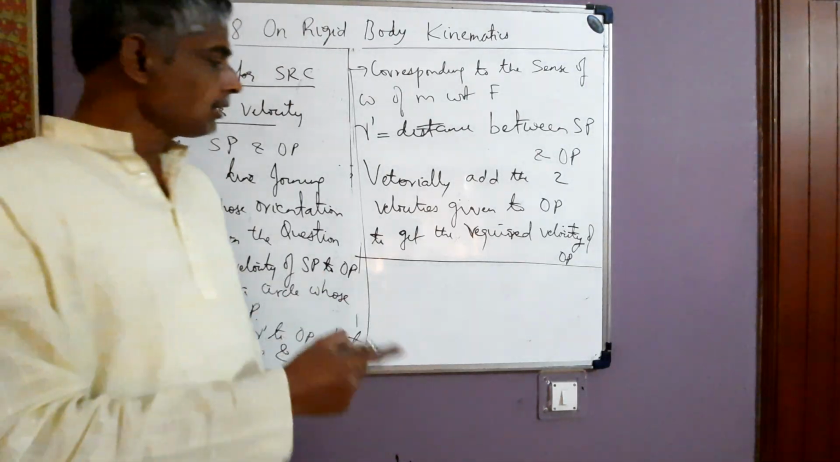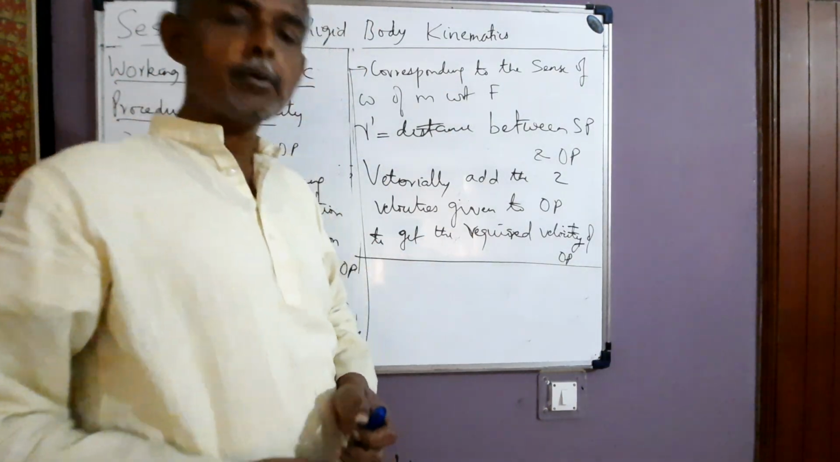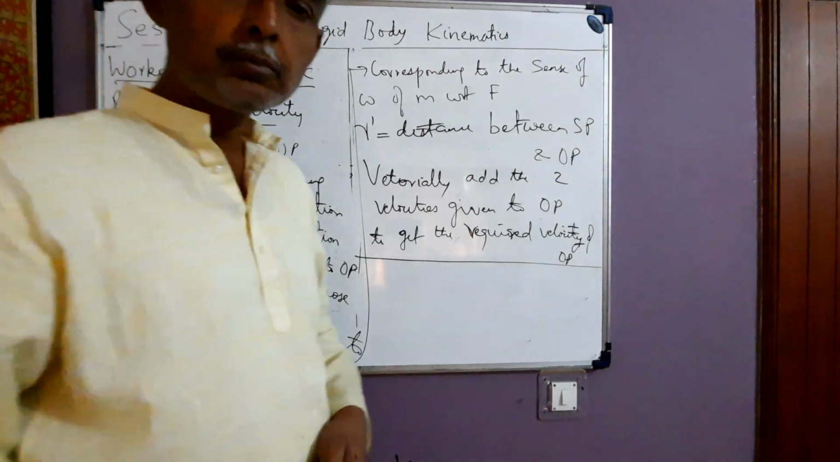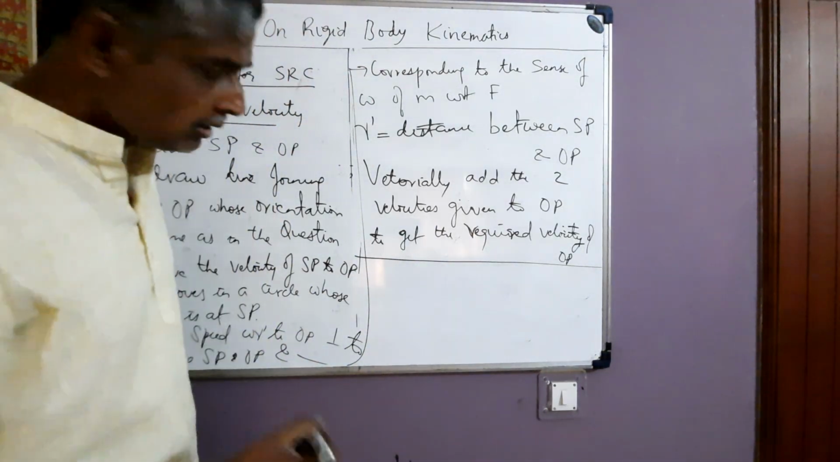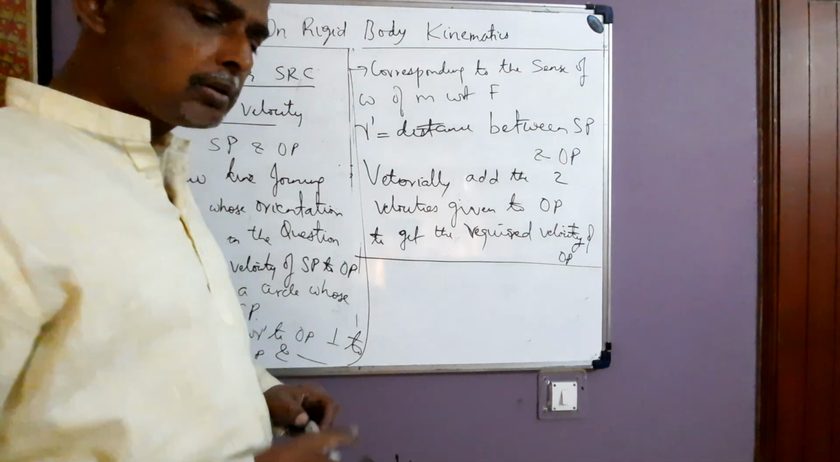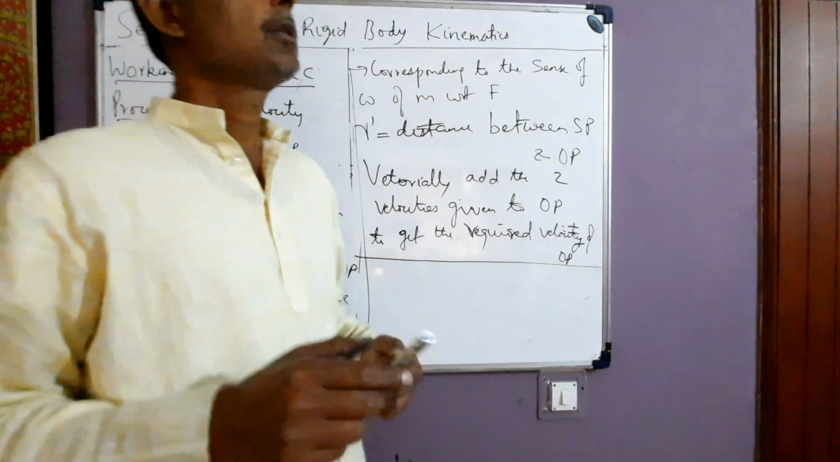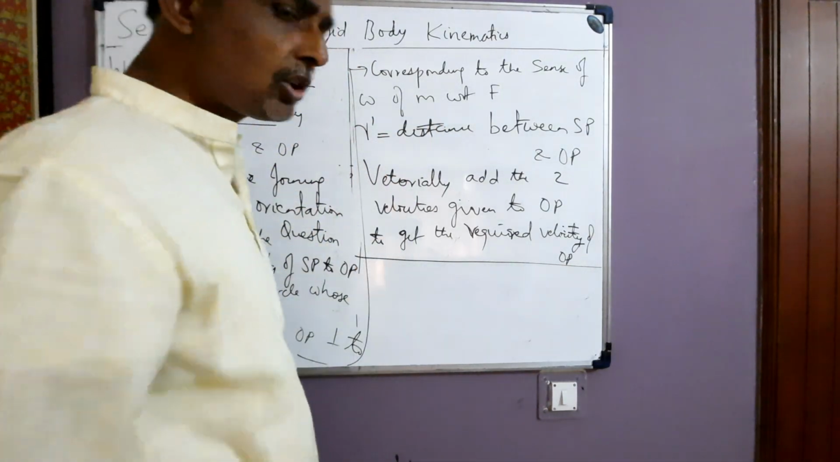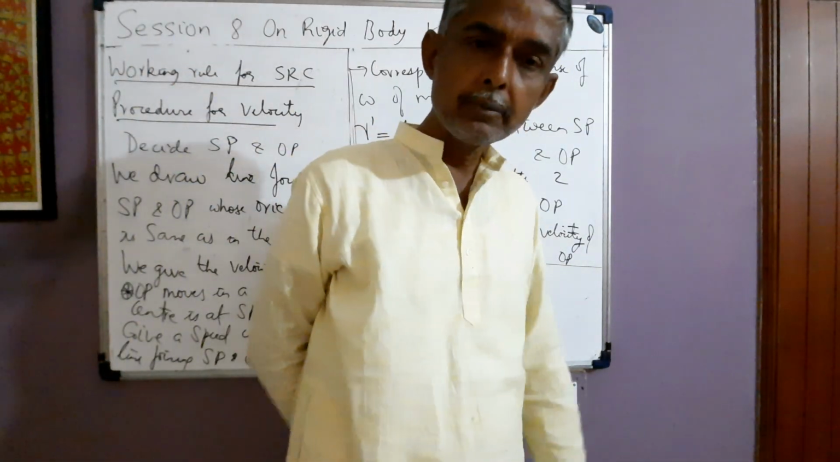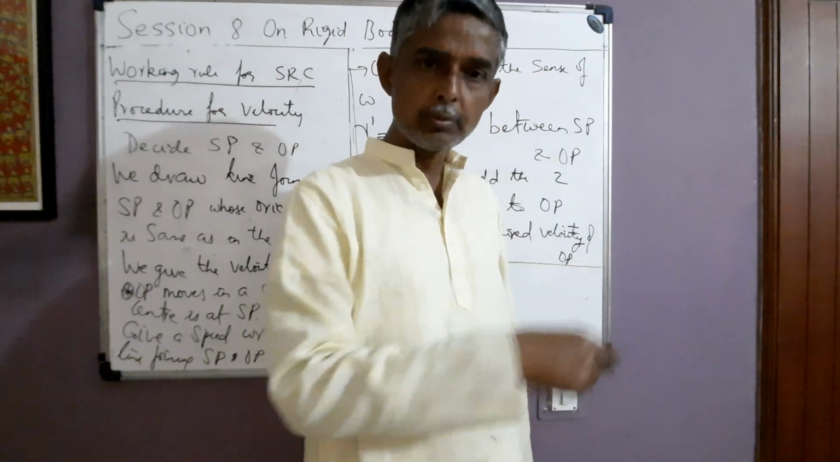See one thing, when I discussed this theory, I assumed that the velocity of SP is known and that of OP is unknown. We can take the reverse also. What I am saying is that when I derived this, I assumed that we know the velocity of SP and we have to find the velocity of OP.